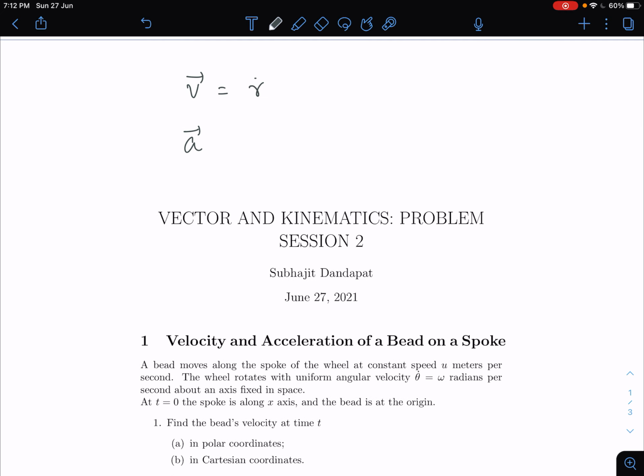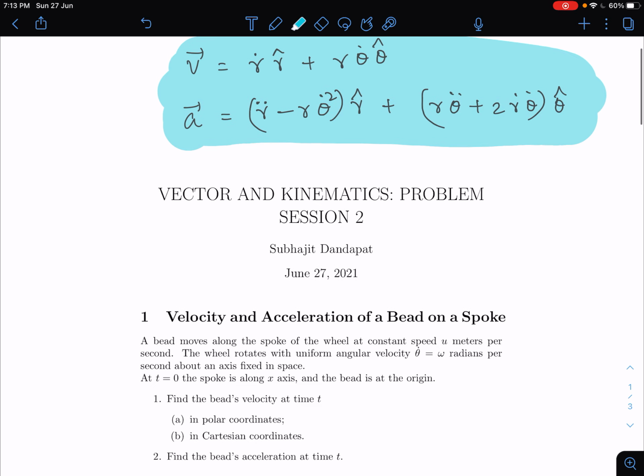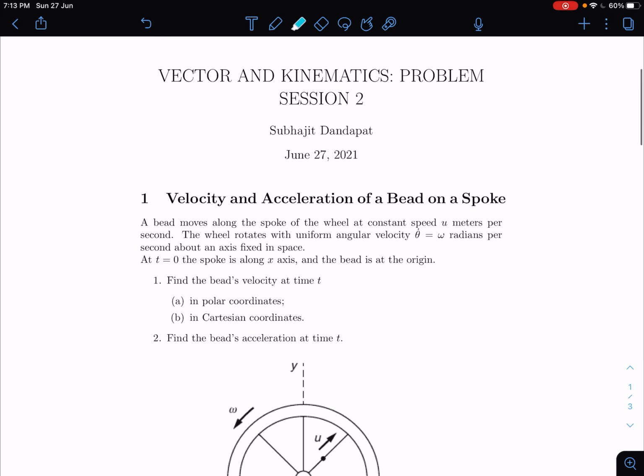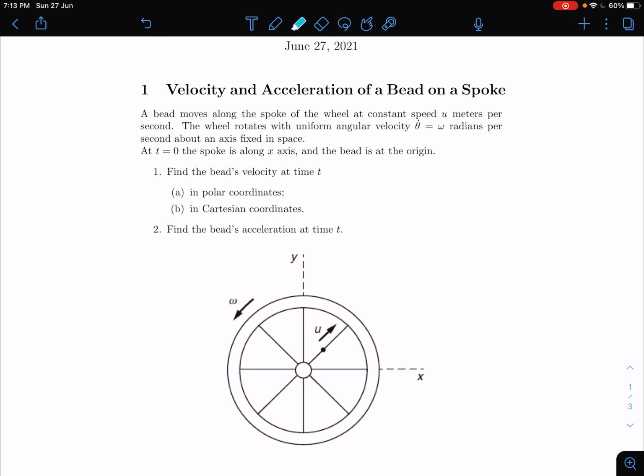That expression for v is just r dot r cap plus r theta dot theta cap, and a is just r double dot minus r theta dot square r cap plus r theta double dot plus 2 r dot theta dot theta cap. So we'll use these two generalized expressions for deriving the expression for velocity and acceleration in any zigzag motion.